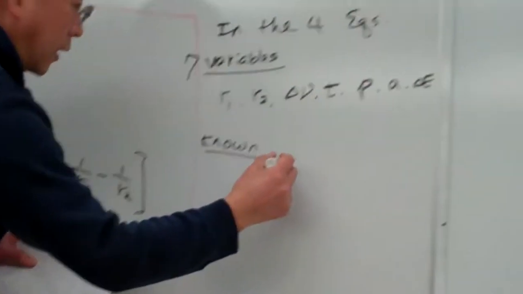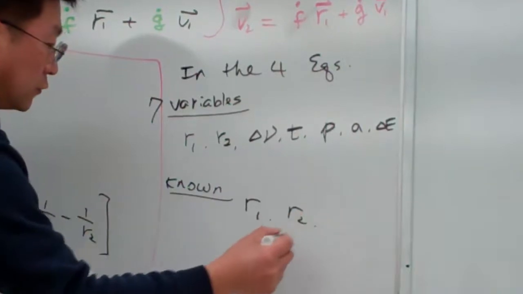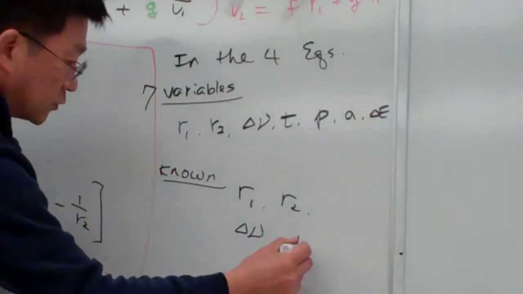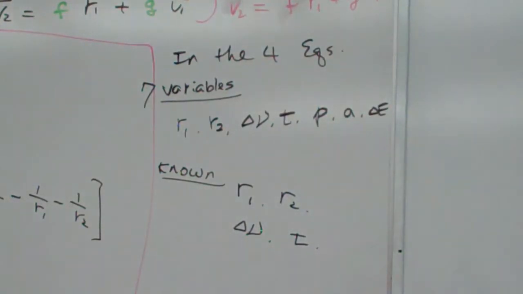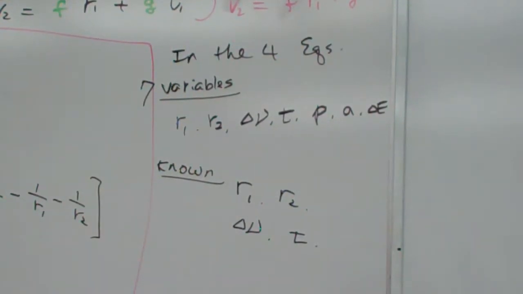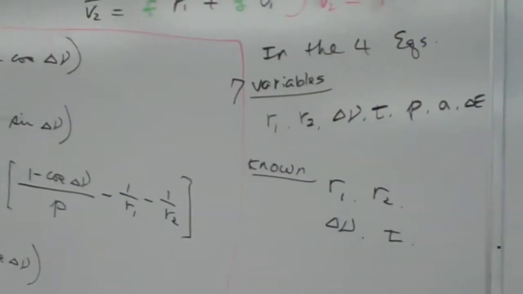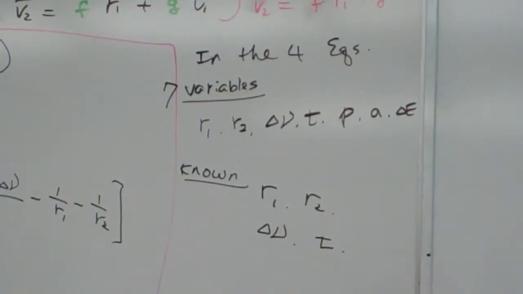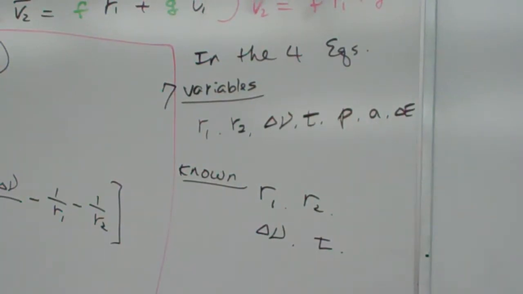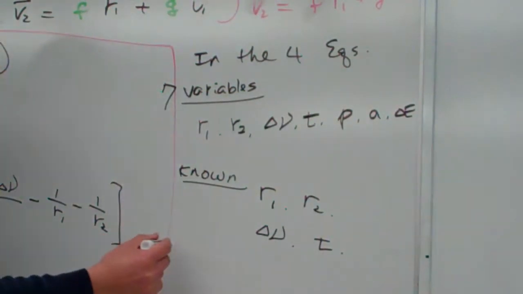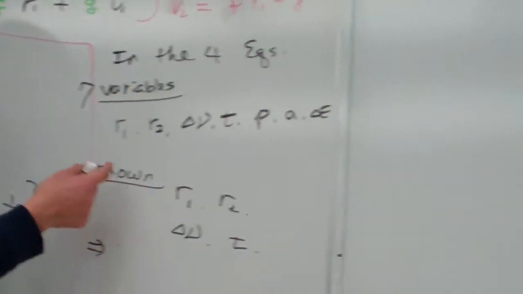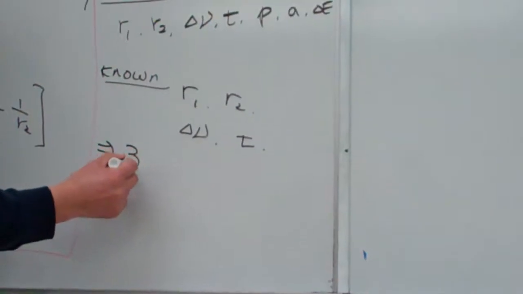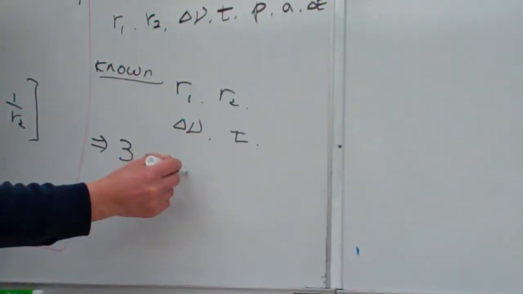We know R1, we know R2, and we know delta mu. And for example, assume the time of flight, we have 4 given pieces of information. From these equations, you can see we have 4 out of the 7 variables known, so we have 3 unknowns to be solved.